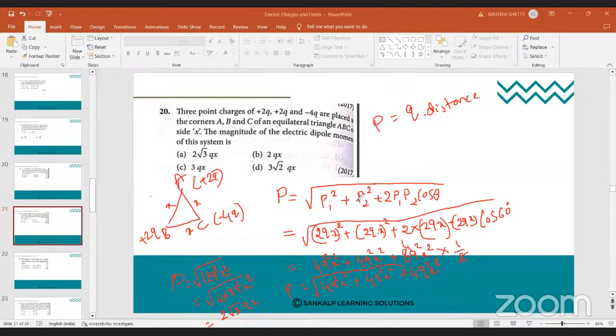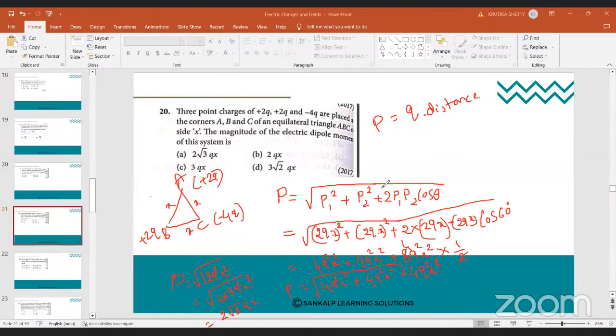Yes, so it is 2 root 3 Q into X. A, yes, correct. So Spandana, Suchitra.